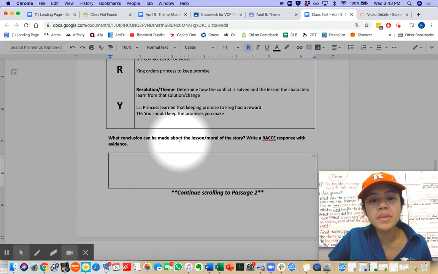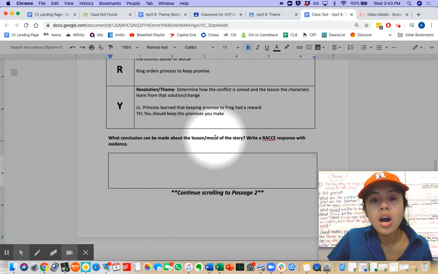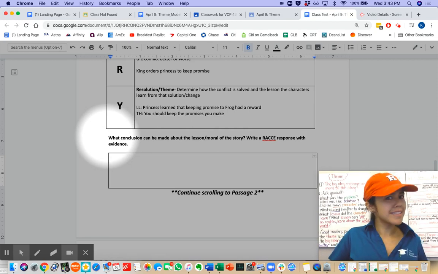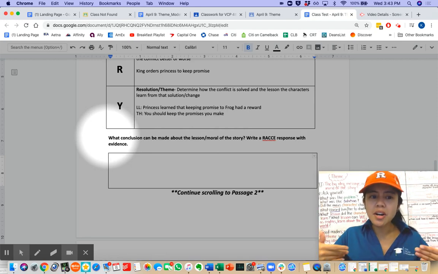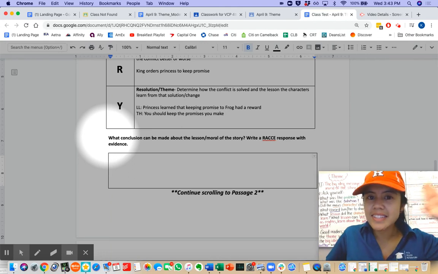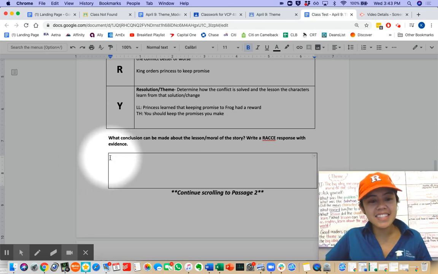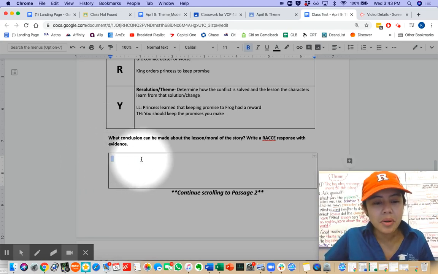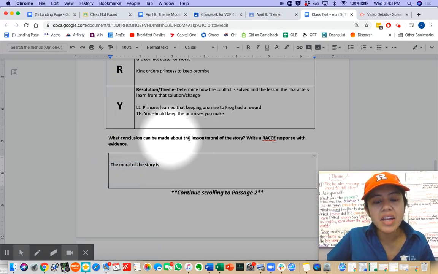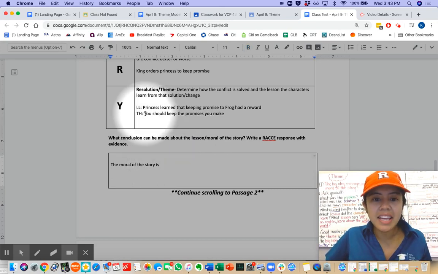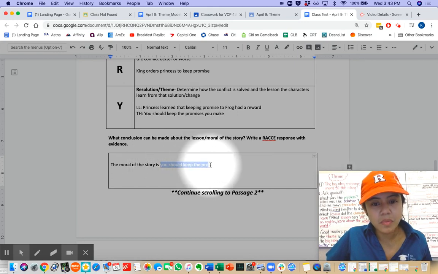What conclusion can be made about the lesson or moral of the story? Write a RACE response. Friends, this is easy peasy. Can you tell me, how would I start this RACE response? Yes, the theme or moral of this story is... I always want to make sure that I restate my question. Now, my answer, that you should keep the promises you make.